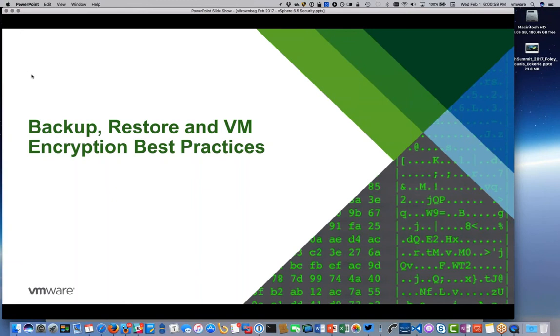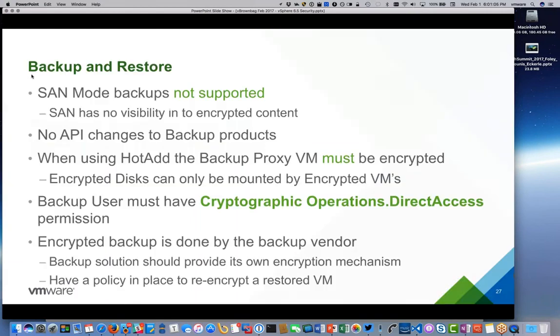Right? So how do you back up and restore an encrypted VM? Well, SAN mode backups today are not supported. And that's because the SANs have no visibility, no capability of looking into the contents of the VMDK, right? What is supported is using the existing hot add method using the vSphere APIs. There's no API changes to the backup.